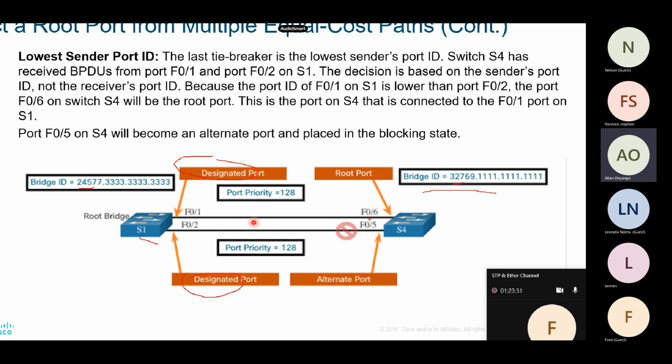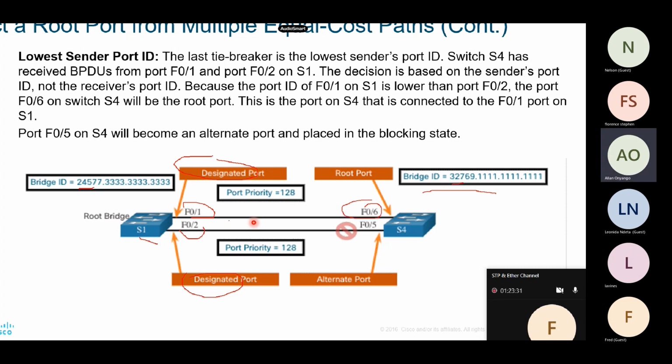To know that, you just simply need to look at S4 and look at these IDs here. This is the port ID. The first one is F06 and the second one is F05. For the lowest sender's port ID, we are going to look at the sender's port ID from the root bridge. So you look at F01 here and you look at F02. We have F01 sending to S4 and F02 sending to S4. The port with the lowest sender's port ID from the root bridge, which is F01, sending to F06, means F06 is going to be the root port.